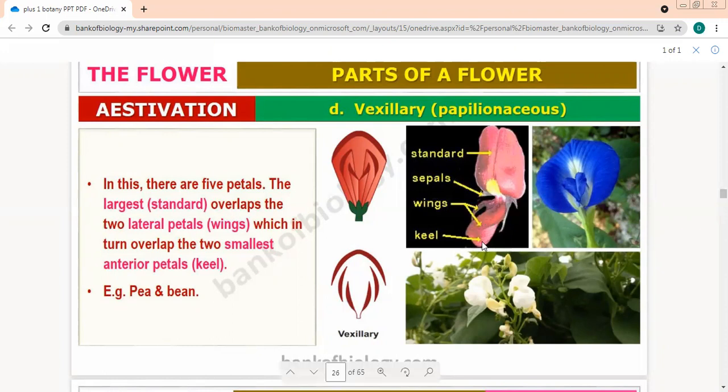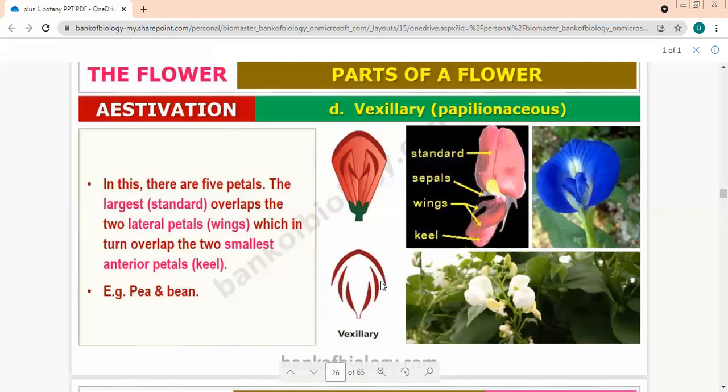And they will overlap. The smallest petals at the bottom, what are they called? Anterior petals or petals of keel. If we identify it this way, which are the smallest ones? What are they called? Keel. Anterior petals or keel.